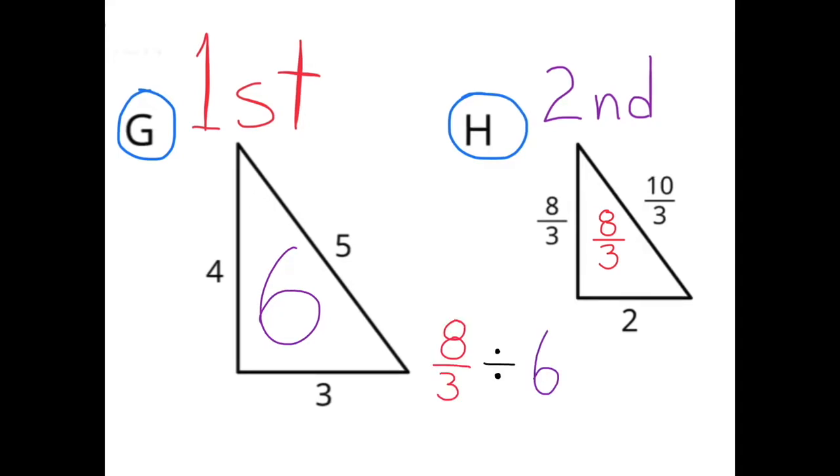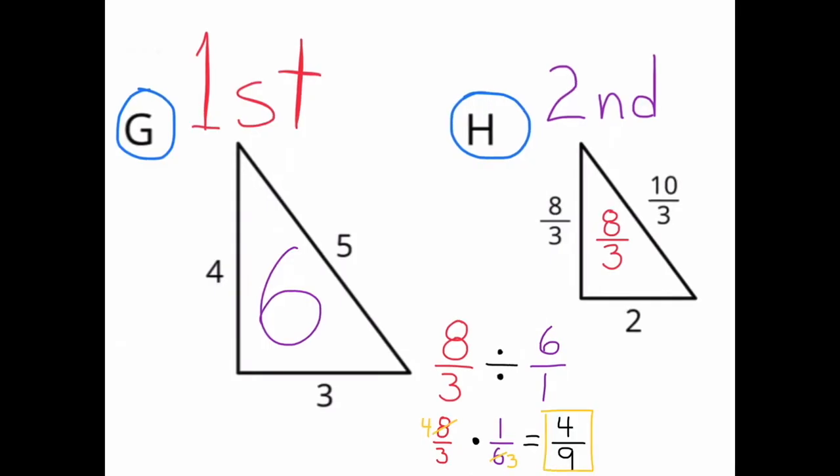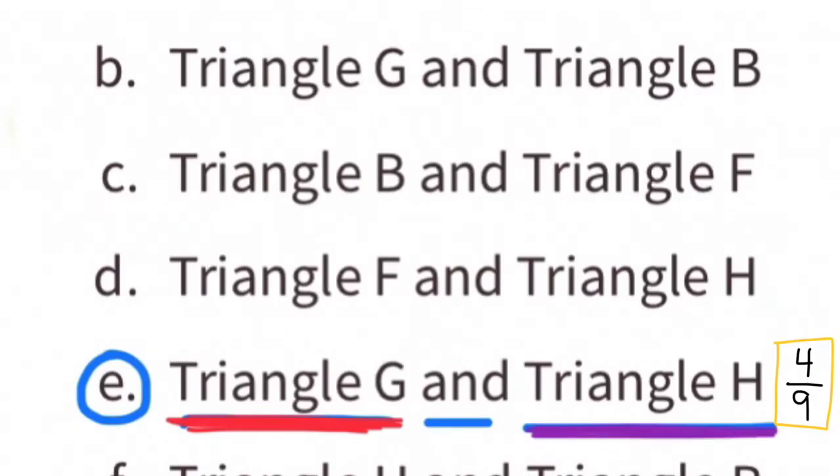8/3 divided by 6, which is the same as 8/3 divided by 6 over 1, or 8/3 times the reciprocal of 6 over 1, which is 1/6. So we have 8/3 times 1/6. And 8/3 times 1/6 equals 4/9. So the area of triangle H is 4/9 the size of the area of triangle G.